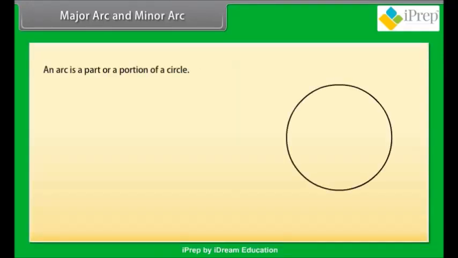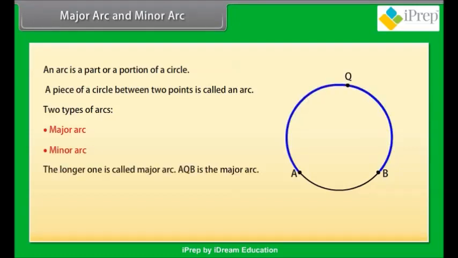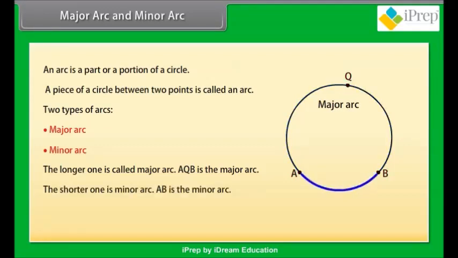Major arc and minor arc. Look at this figure. This is an arc. An arc is a part or a portion of a circle. Or we can say that a piece of a circle between 2 points is called an arc. There are 2 types of arcs: the major arc and the minor arc. The longer one is called the major arc. Here AQB is the major arc, and the shorter one is the minor arc. AB is the minor arc. The arc is denoted by this sign.